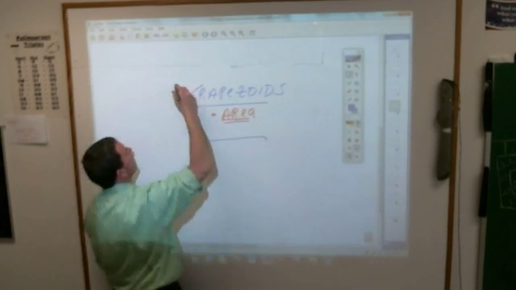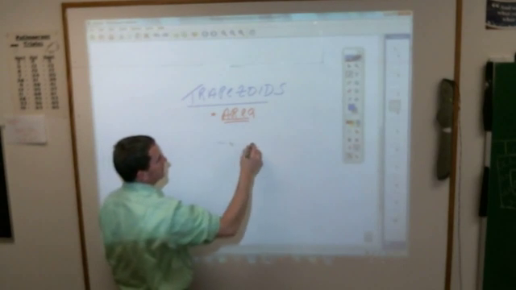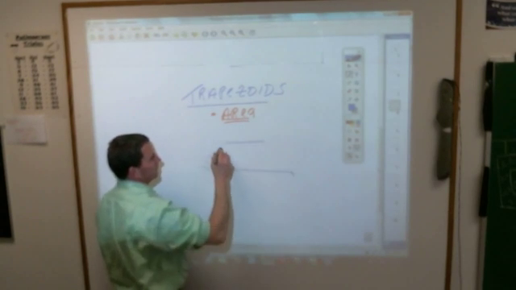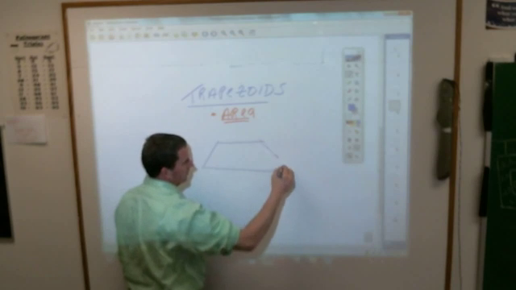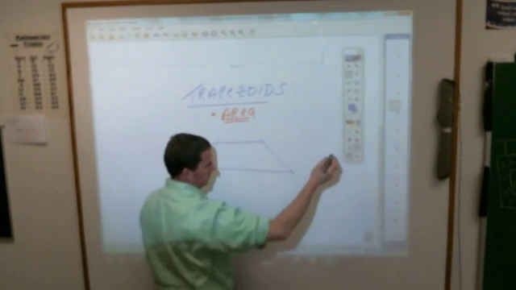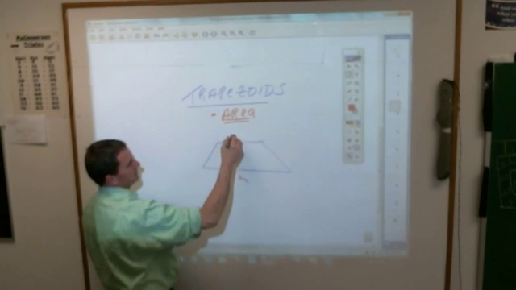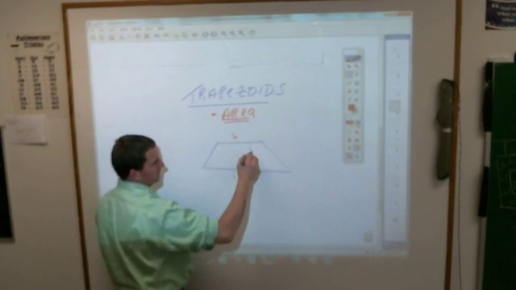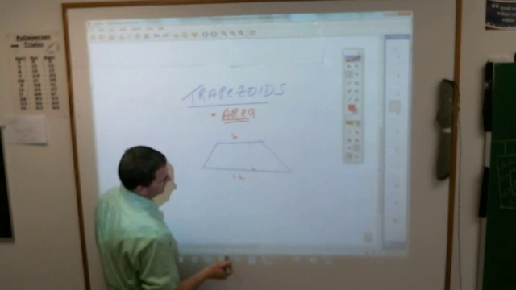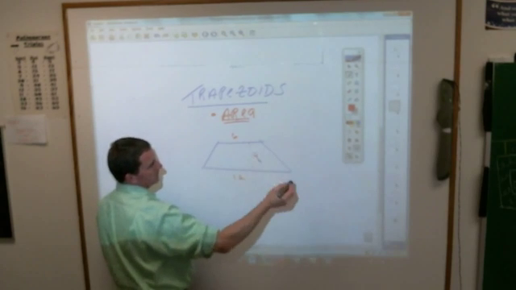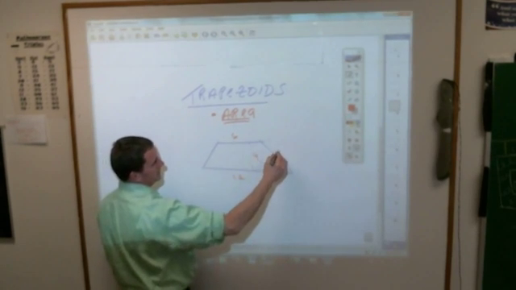And if you remember what a trapezoid looks like, it looks like this. This is your generic trapezoid. And let's say this is 12 and this is 6. And this is 4 and this is 5.